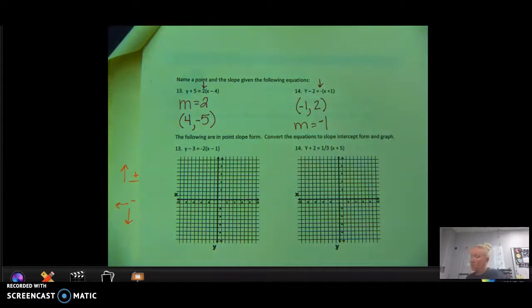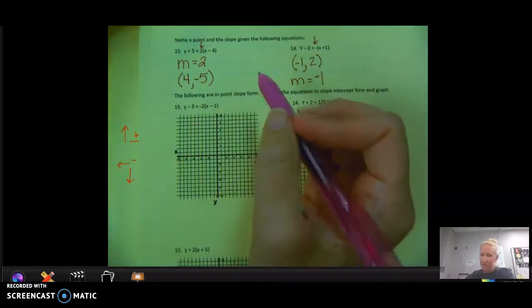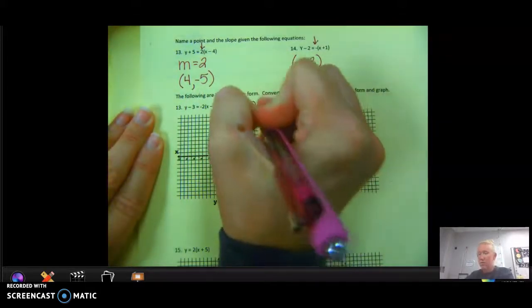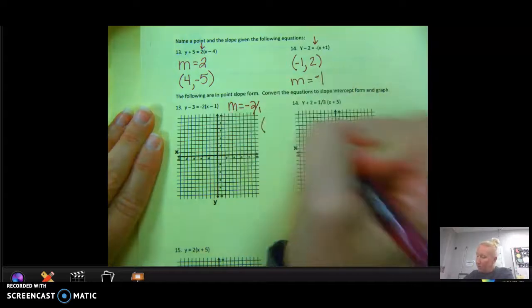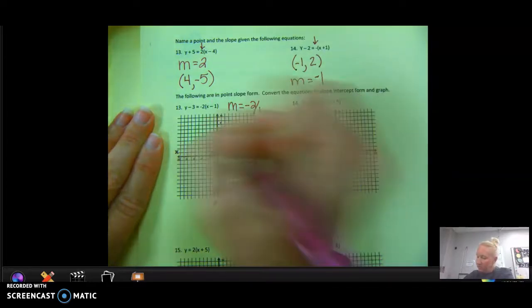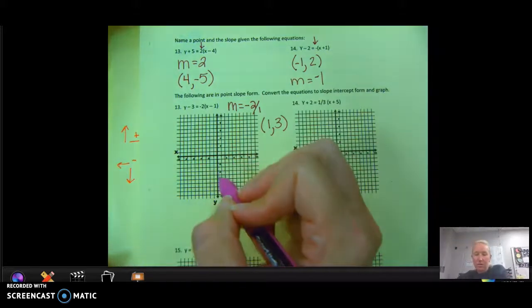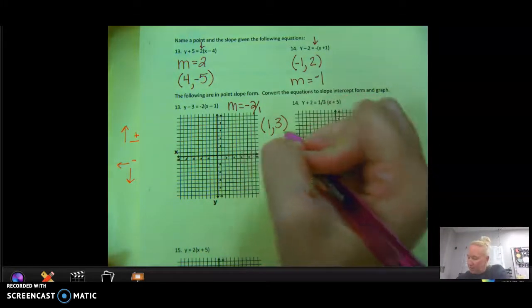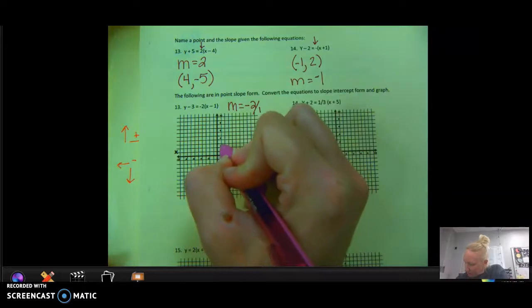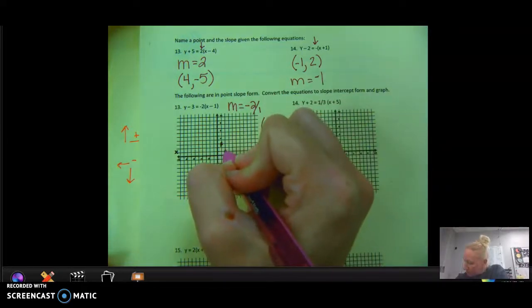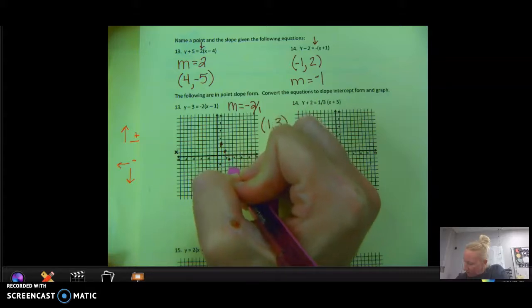The following are in point slope form. Convert the equations to slope intercept form and graph. Okay, so we could graph using the form it's in. I actually want to graph the first one using the form it's in because we know the slope. In this case, it's negative 2. Rise over run would be negative 2 over 1. My point here would be opposite the negative 1, so positive 1, opposite the negative 3, which is positive 3. So if you are graphing from point slope form, you're going to put the point down first. Over 1, up 3. And then you're going to do your slope. My slope tells me go down 2 and over 1. Down 2, over 1, down 2, over 1.